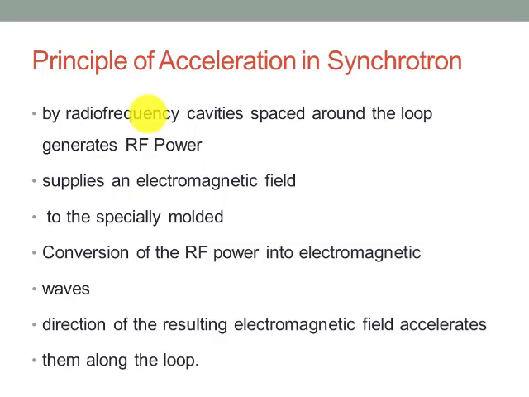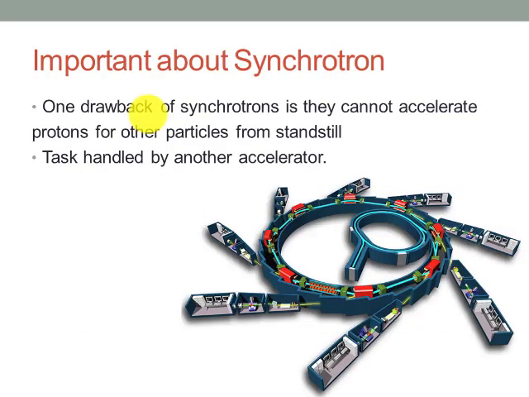So a moving particle must enter the field, and by the resonance principle, the electromagnetic waves that we are providing from the radio frequency source will accelerate the particle. So it's one of the drawbacks of the synchrotron that it cannot accelerate a particle from a standstill. The particle should be in a moving position so that an electromagnetic wave can resonate.